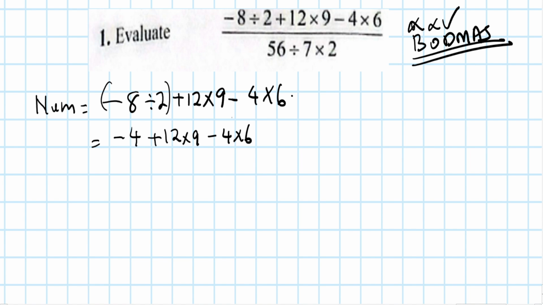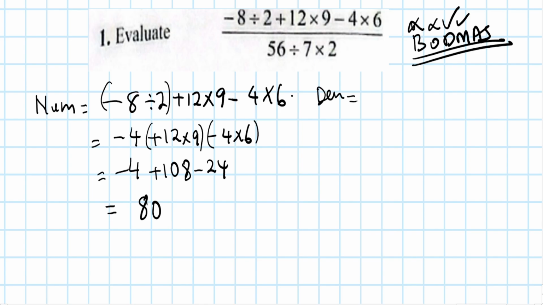And then we go to multiplication. So we have minus 4, 12 times 9 is 108, plus 108, and minus 4 times 6, which is minus 24. So minus 4 plus 108 minus 24 gives you 80. So the numerator is 80. Now the denominator.